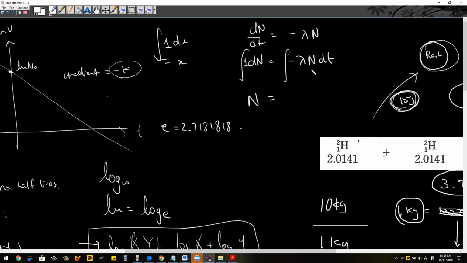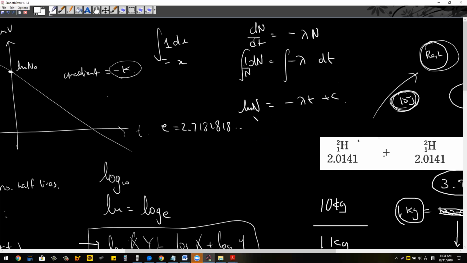Hold on, this N has to go over here. I think I messed up. So it has to be 1 on N, and there's a lambda. You have to completely separate the variables. The integration of 1 on N dN is ln N, and the integration of this is a constant, so it's lambda t, plus c, by the way.